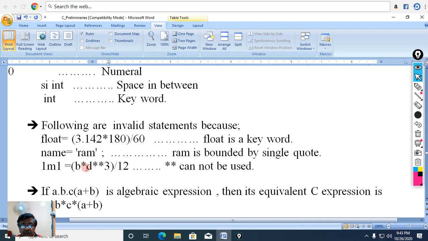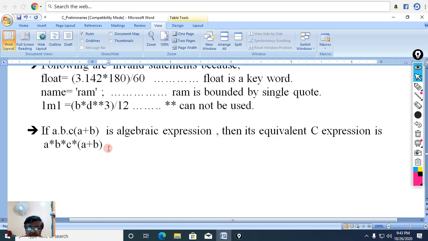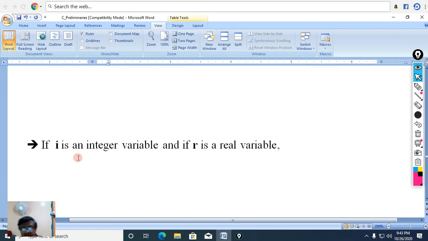Let us say B into D into D, double star is there. Double star cannot be used. BD cube by 12 is a formula, but D cube cannot be stated like this. It should be D into D into D. If A dot into B dot into C, A plus B is an algebraic expression, then its equivalent C expression is A star B star C star into A plus B.